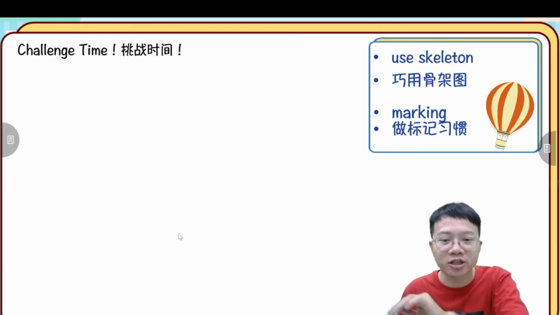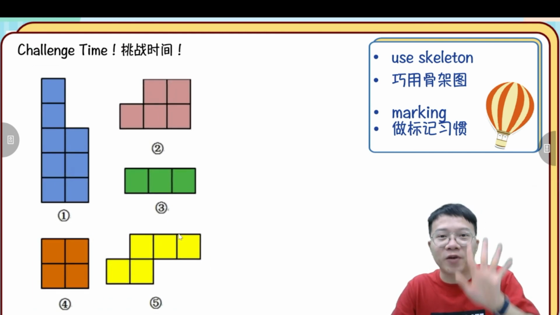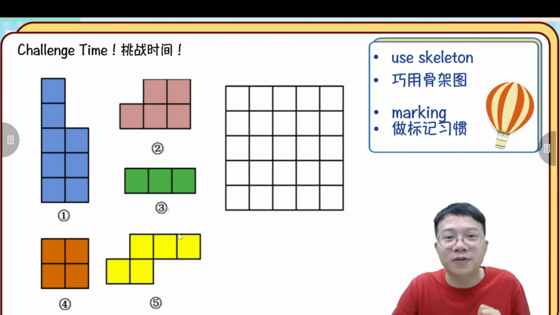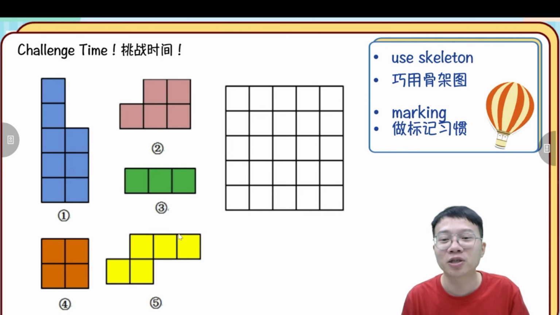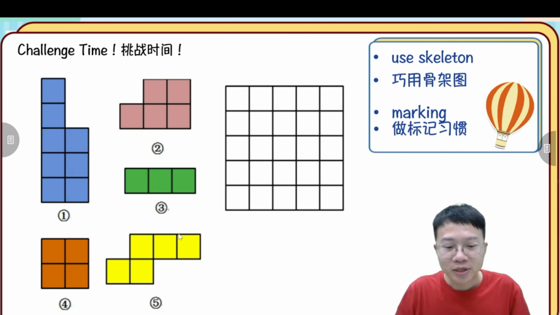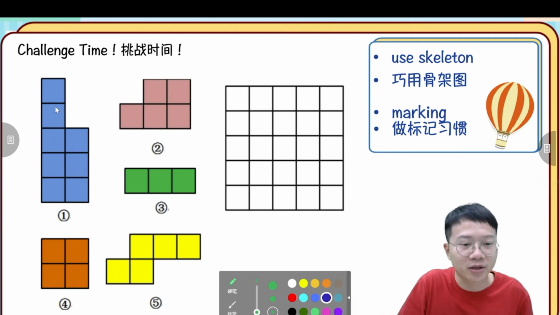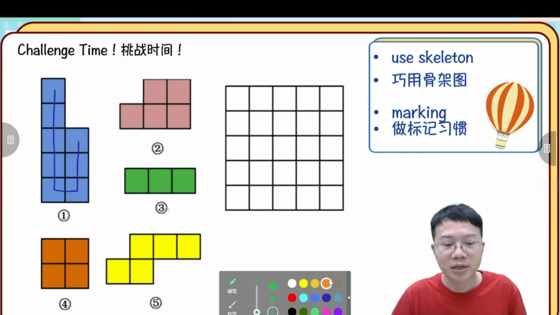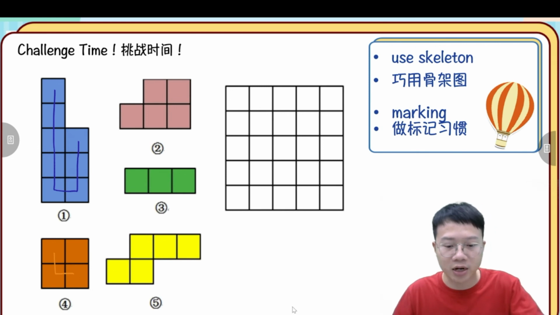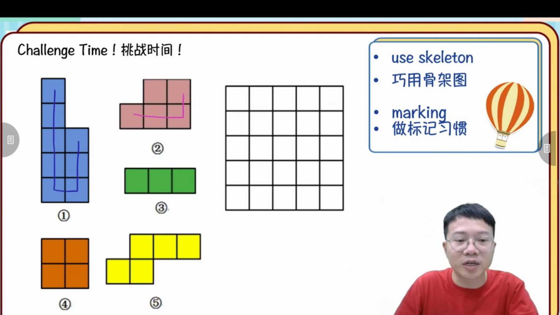Okay, so the challenging time, 那挑战的时间来了。Altogether we have 5 different figures, and can we use these 5 figures to make a very large square? Still remember, use the skeleton. So can you draw the skeleton here? Yes, I think so. So let's draw it. The first one here is like this. And the second one is not this one, okay? So we use another color. The second one here, we have this one.